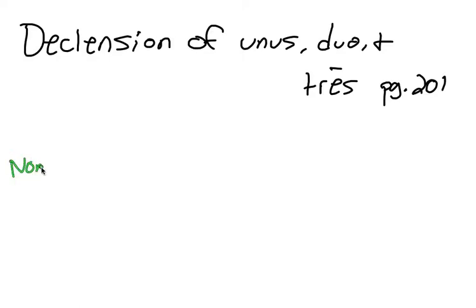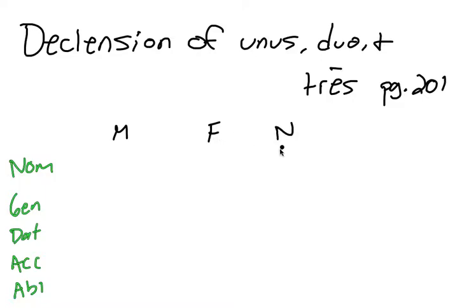So we're going to set up 5 cases. And we don't have to worry about singular or plural forms, of course, because they only have one. Unus is singular, and duo and tres are only plural. Okay, so unus looks like this.